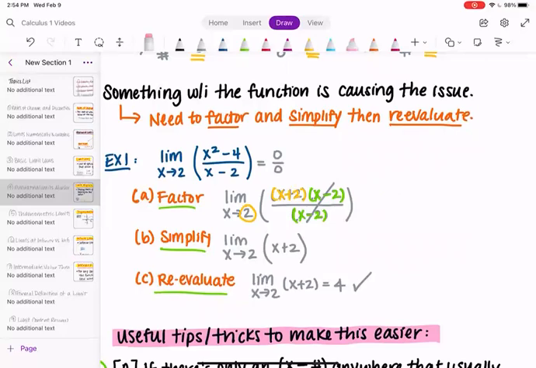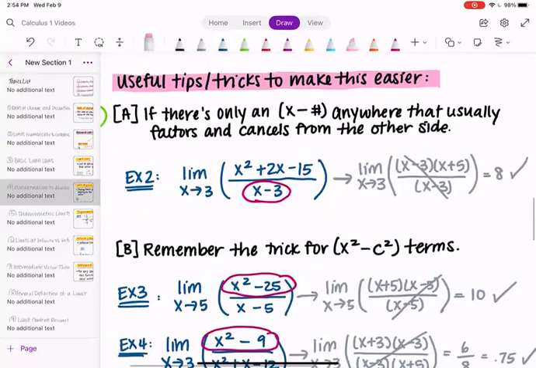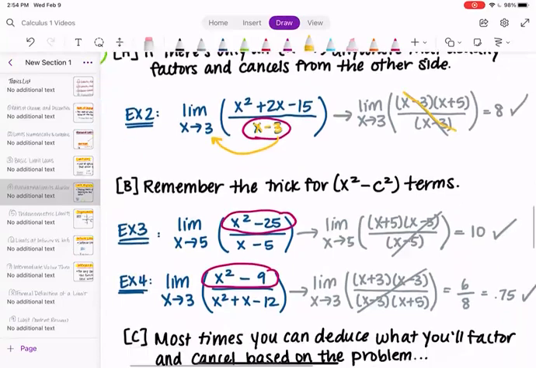So look for an x minus some number. That's the first thing. If that's there, and if that number matches the number you're taking the limit at, cancel that, and then you should be good.